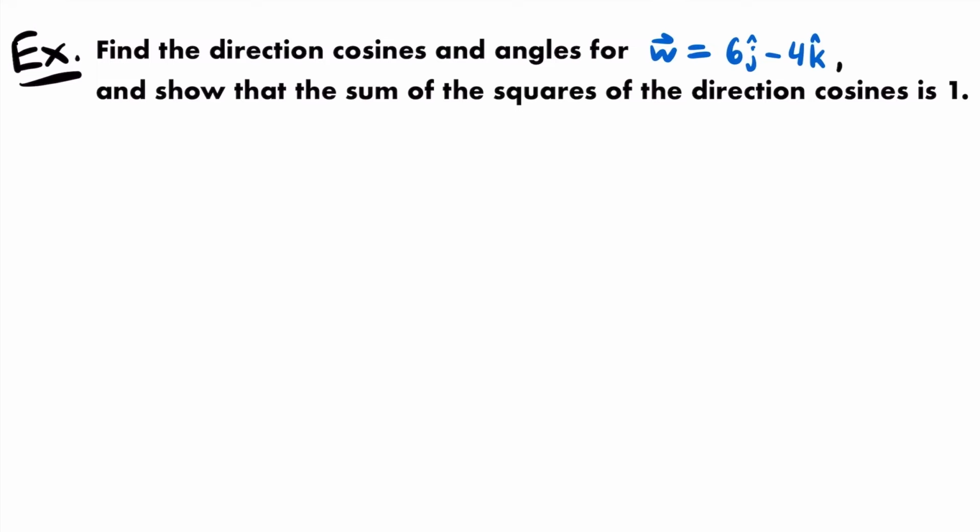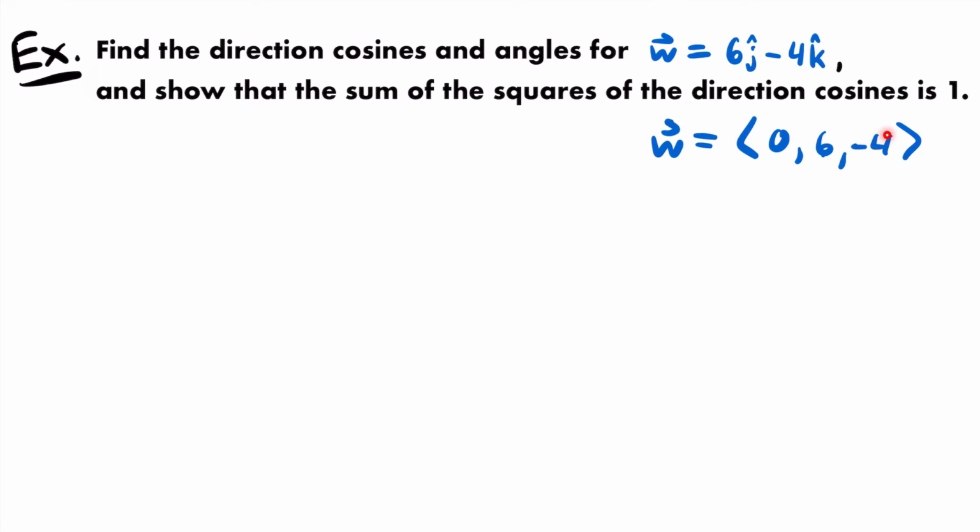It's going to be good for you to try to memorize those formulas for the direction cosines. If that seems intimidating, don't worry. I'm going to show you here that it's not as bad as it may seem. First of all, let's rewrite this vector into the standard form so it's more clear what each of our components are. Vector w would also be equal to this vector of 0, 6, -4, right?